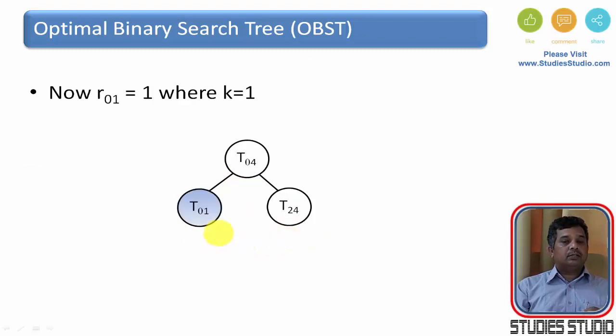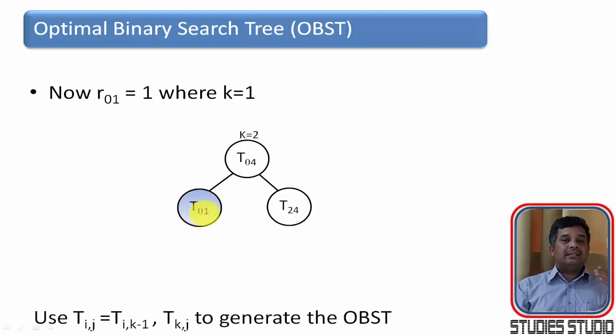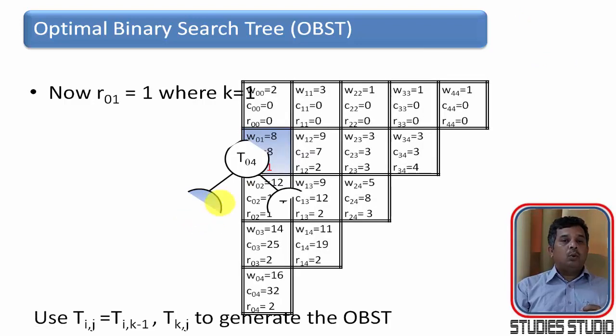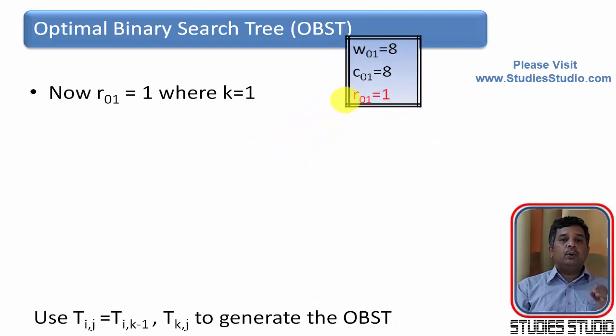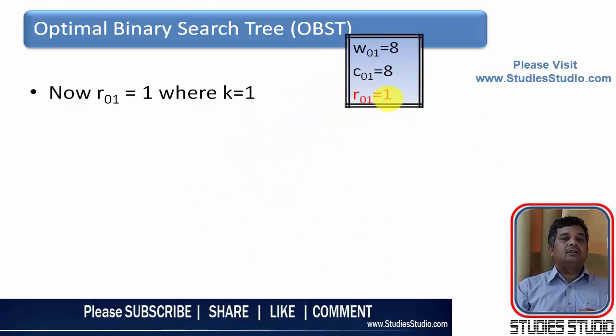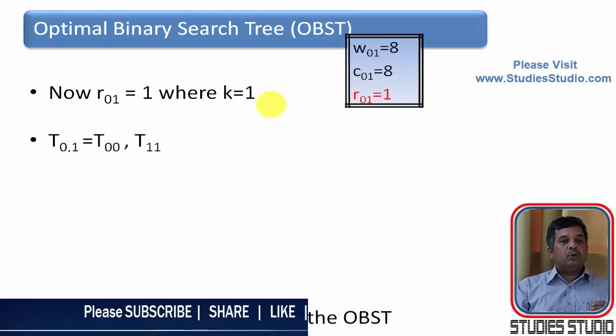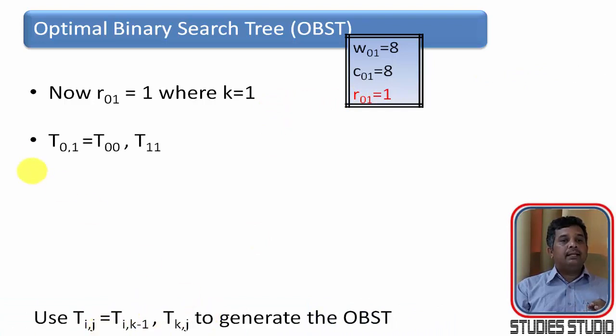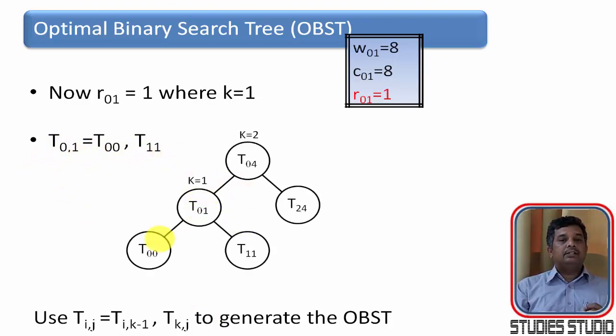Now let us try to construct for T01. Now for T01, we need to locate R01 in the table, and this is the table where R01 equal to 1. It means k is equal to 1. Apply this formula once more. It will become T01 equal to T00 and T11. So we are going to write to the left side T00 and to its right side T11.